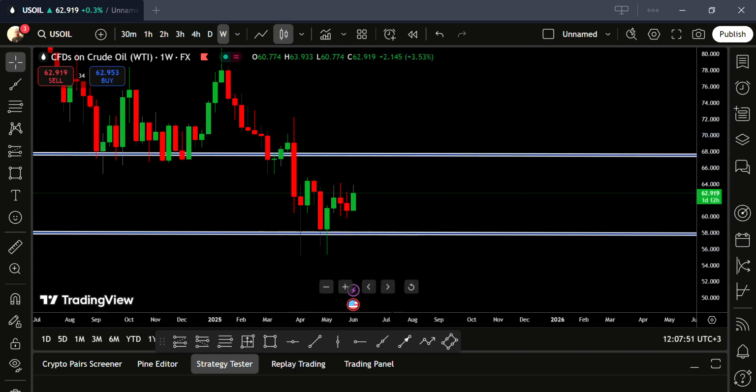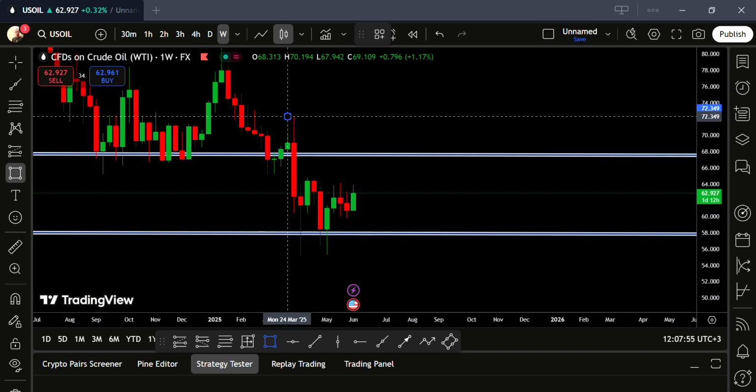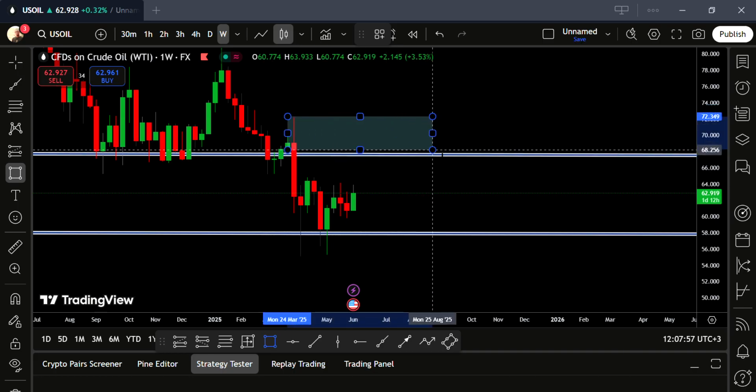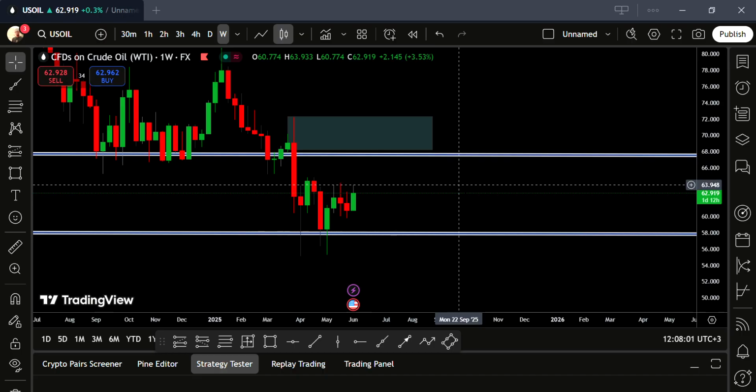And what do you see around this area? You see a supply zone. A supply zone is simply an area of consolidation before a huge impulse to the downside. The demand zone is the opposite, an area of consolidation before a huge impulse to the upside. So these supply zones can also help you as target areas for price action.